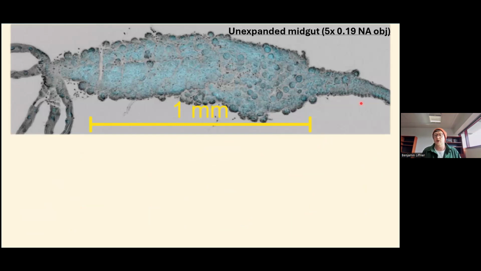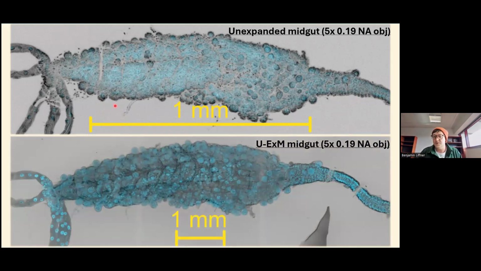So what does this look like? On the top here, we have an unexpanded, heavily infected midgut, again with grayscale representing protein density and light blue representing DNA. And I want you to pay attention to the scale bar now as I bring in the same midgut following expansion. As we can see, the same midgut is now dramatically larger. At this magnification, we can see some improvement.